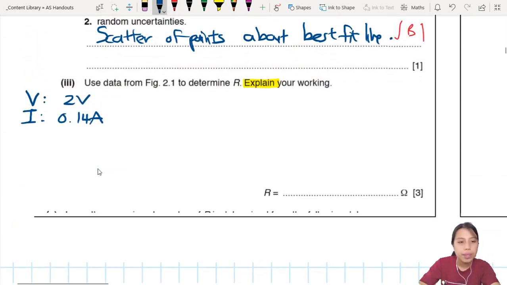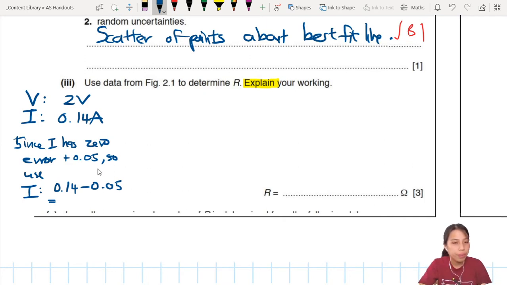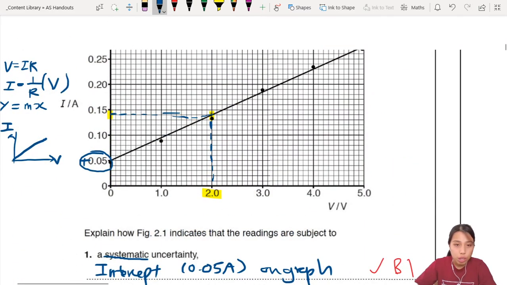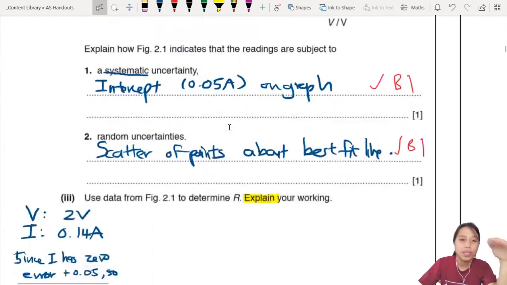Since you want to mention that I has a zero error or systematic uncertainty, you can say that it's positive 0.05. So you want to use I as 0.14 minus the zero error, because you need to shift down your value. So 0.14 minus 0.05, so we'll use a current of 0.09 instead. That's because it's 0.15 here, but you need to shift all your data down a bit because of that intercept that's not supposed to be there.